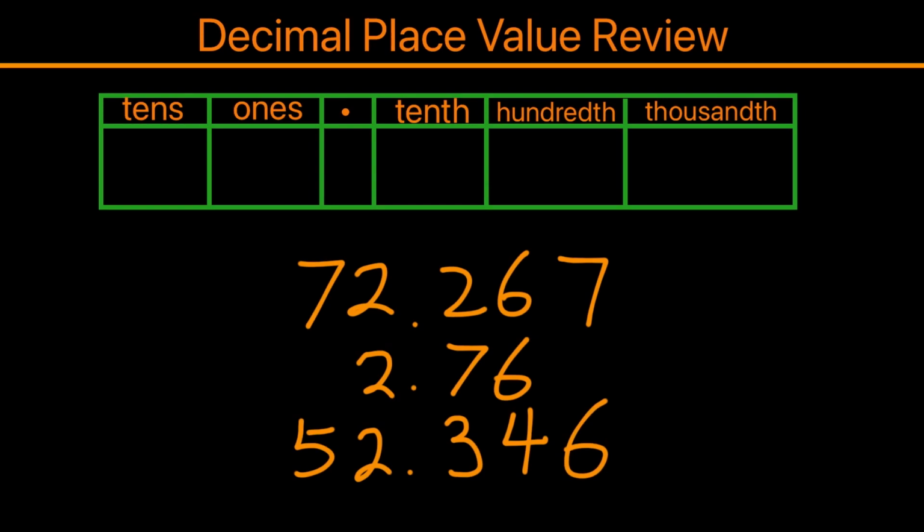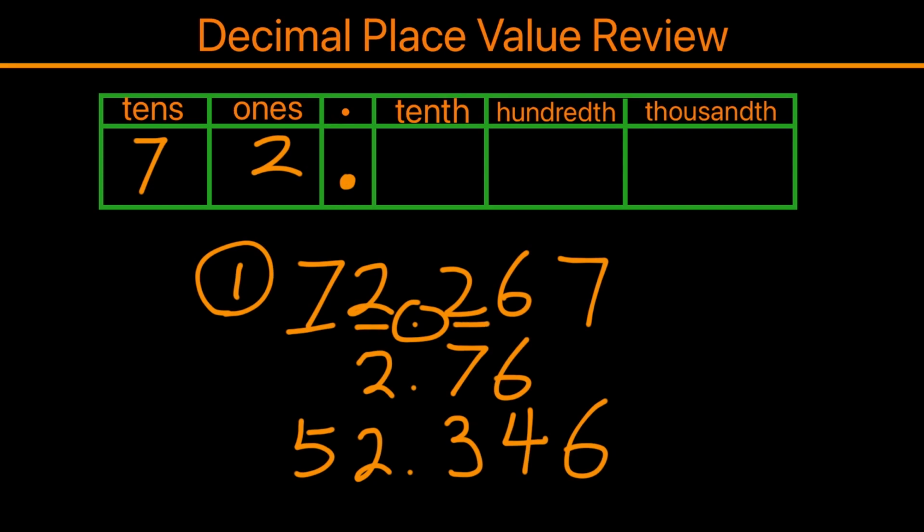For the first example, we have 72.267. So the first thing we want to look at is the decimal point and place that decimal point first in the place value chart. Then we want to place the 7 in the tens position and 2 in the ones position, and then the 2 after the decimal in the tenths position. Then the number 6 will go into the hundredths position, and the 7 will go into the thousandths position.